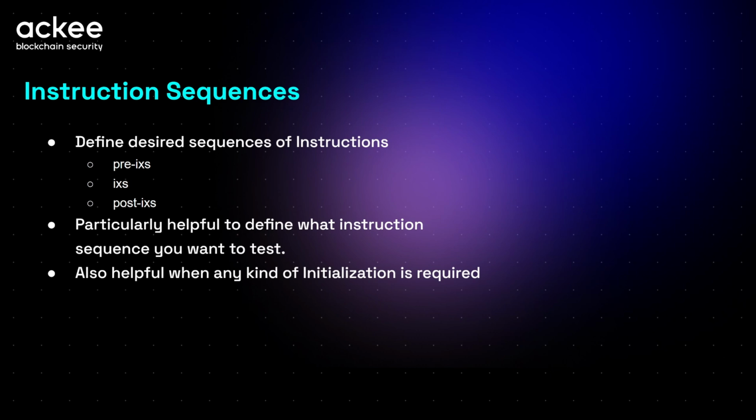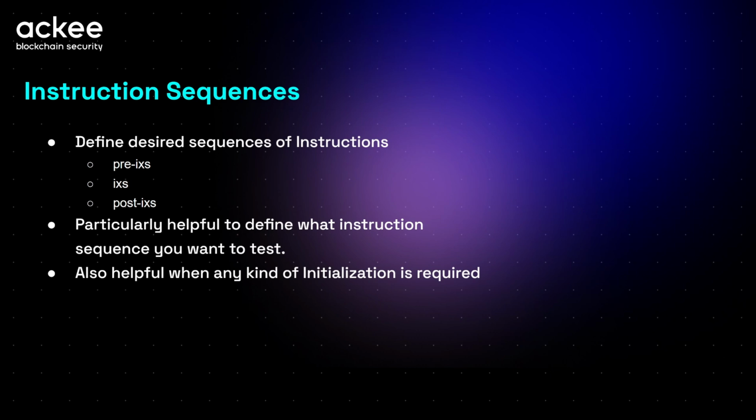This can be really helpful to define what instruction sequence you want to test. That's the first case. It's also helpful when any kind of initialization is required. So in the first case, you want to test a particular test case or test path, or let's say instruction path, with random instruction inputs. So you can define these pre-instructions, instructions, and post-instructions.